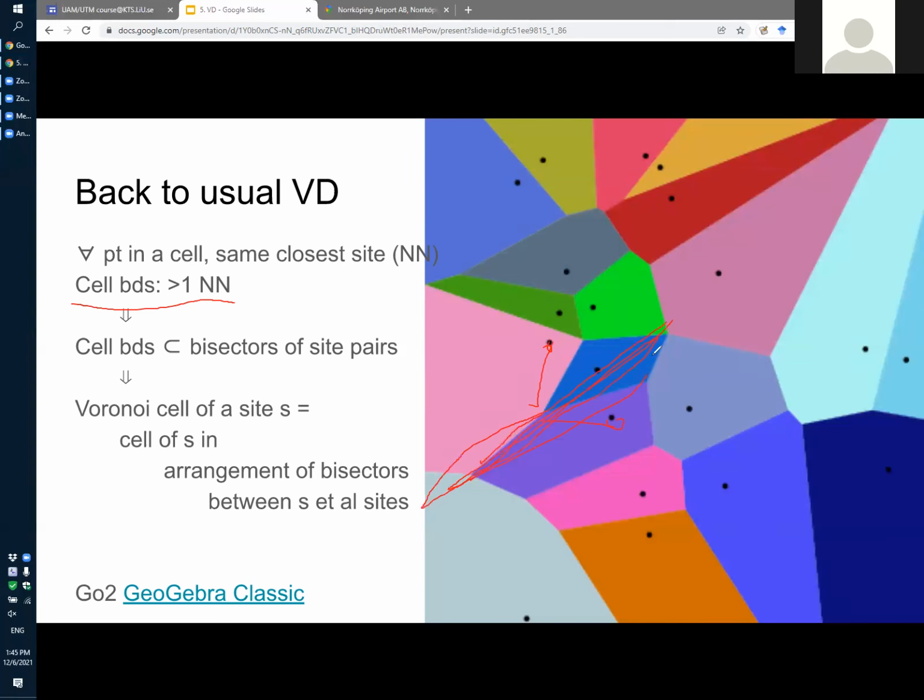Sorry for my drawing, we'll go to GeoGebra in a second where it will be more precise. So yes, the bisector between 2 points is the perpendicular bisector line that goes perpendicular to the segment connecting the points. And the cell boundaries belong to these bisectors because they have to be equidistant from 2 sites. And in particular, this gives us the way to build the Voronoi cell of a site by just looking at the bisectors between the site and all the other sites and realizing what is the set of points that are closer to the site S than to any other point. And I'll illustrate it in the example in GeoGebra.